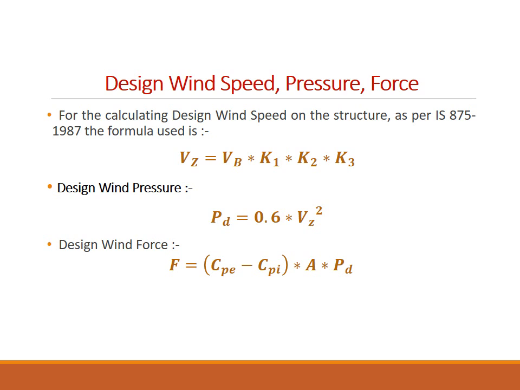To get the design wind speed Vz at any height for the structure, Vz is equal to Vb into K1 into K2 into K3, where Vz is the design wind speed at any height z in meter per second. K1 is called the probability factor or a risk coefficient. K2 is the terrain, height and structure size factor. K3 is a topography factor.